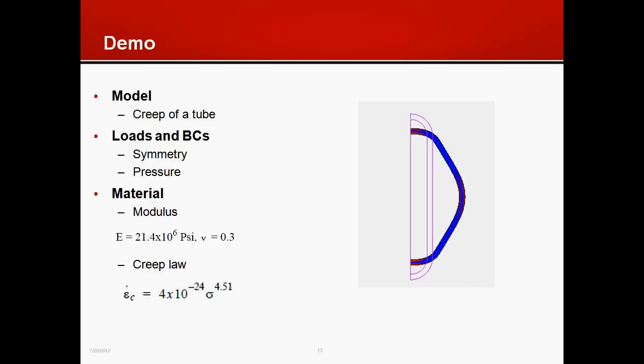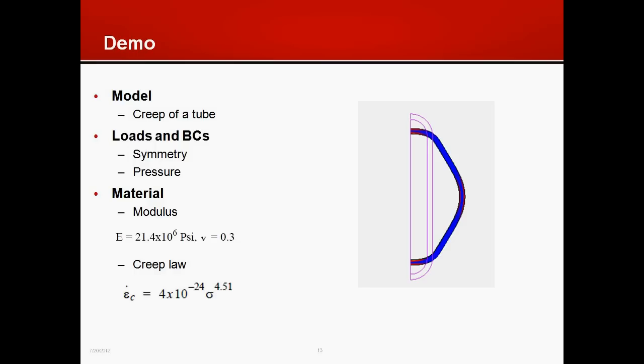And in addition to that, again, there is a pressure, as I mentioned, and as for material properties, these are the properties I'm going to use. So we have the modulus and Poisson's ratio. And the creep law is, you'll notice, a power law with the dependence only on the stress. The creep strain rate dependence is only on the stress. So it is a linear dependency on time.